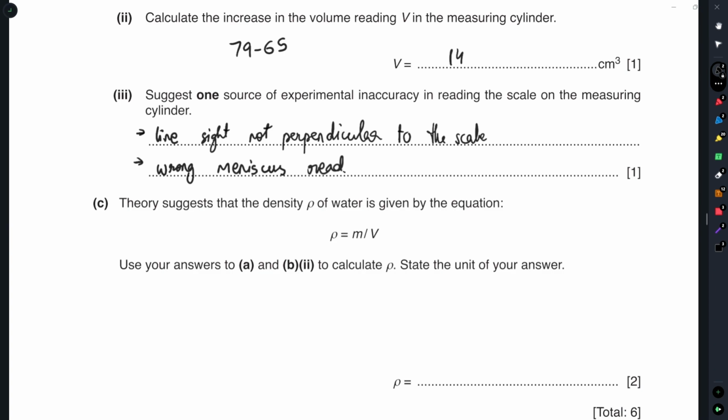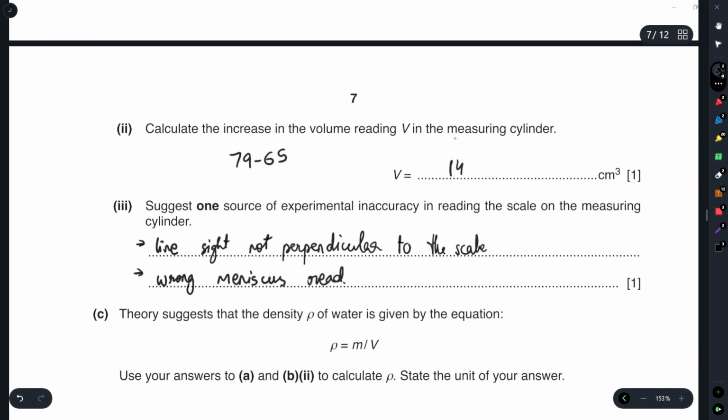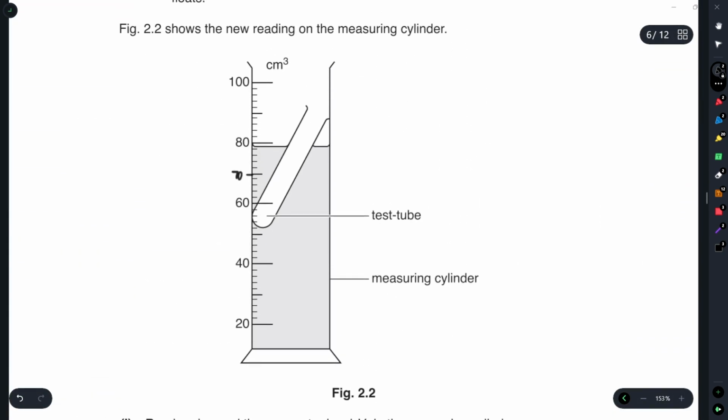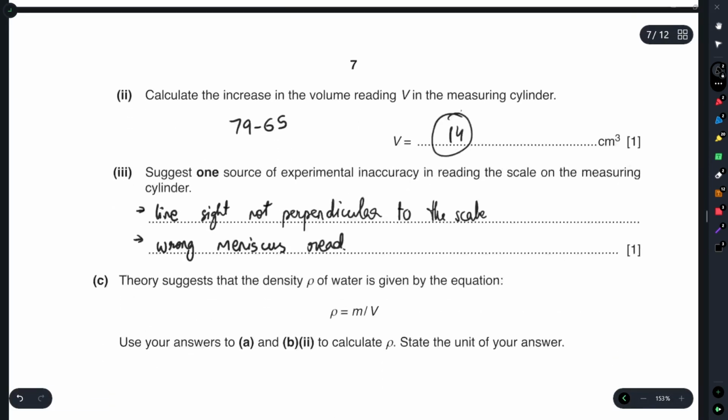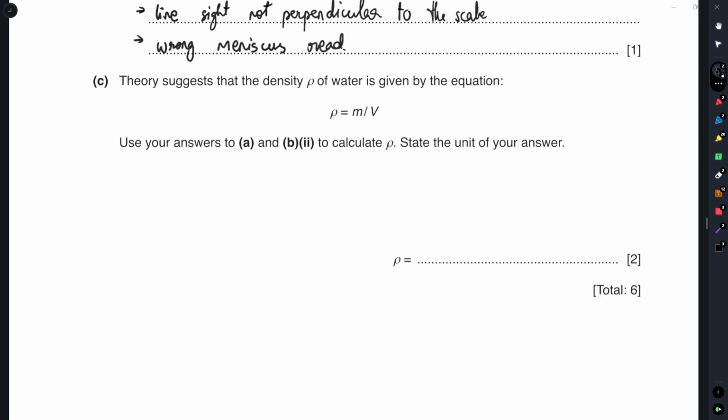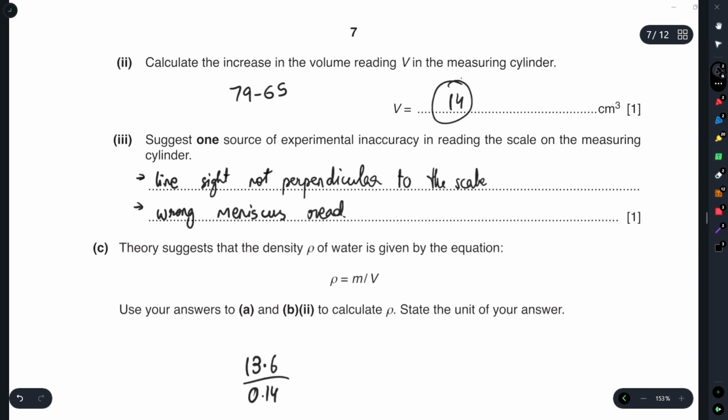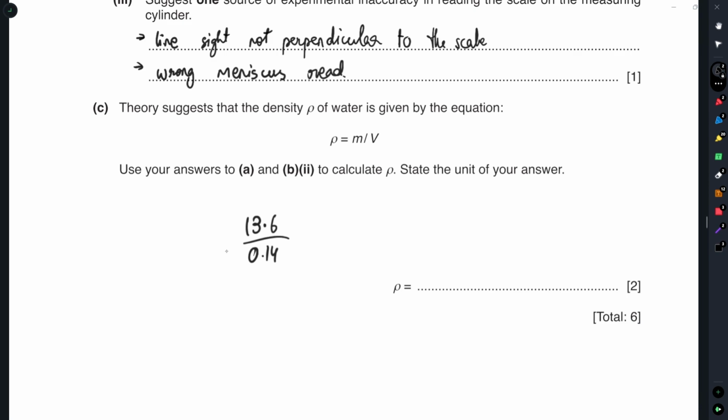Okay, theory suggests that the density of water is given by the equation. Use your answers in A and B. State the unit of your answers. So A and B part 2. In B part 2, this right here is the volume and the mass was 13.6 grams. So you've got 13.6. So the density is mass upon volume. So 13.6 divided by what? 13.6 divided by 0.14. No, it's not 14 centimeters, it's 14 centimeter cube. Okay, all right.